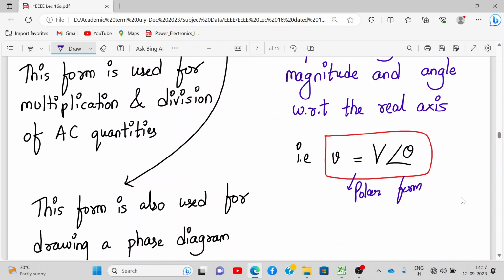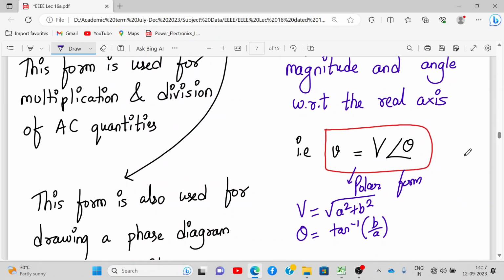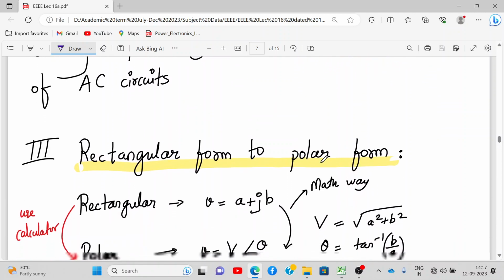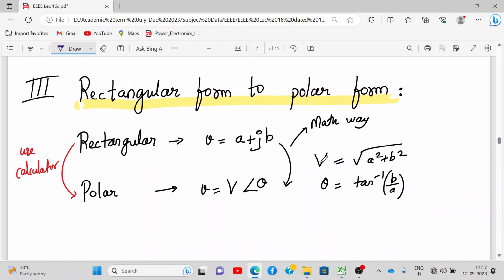Where what is V over here? Square root of A square plus B square. You have written it last time. And what is theta? Tan inverse of B by A. But you do not need to do it manually in the calculator. The calculator directly gives you the result. Okay. So this is the polar form. It is represented by V magnitude angle theta. Got it? Okay.